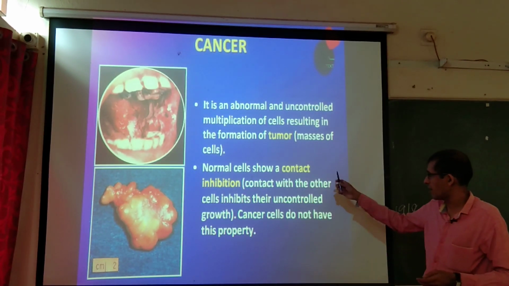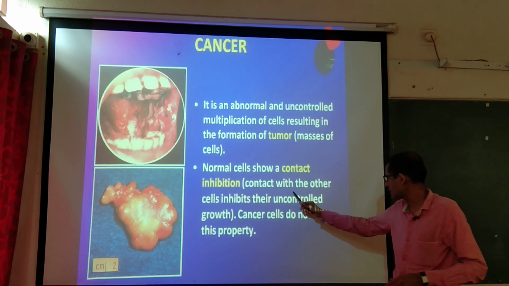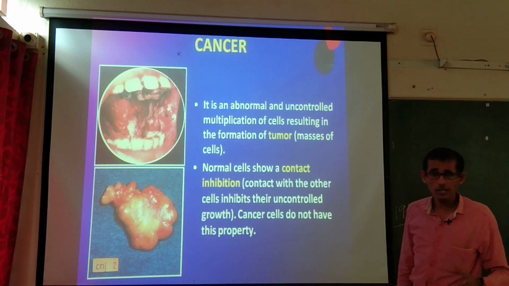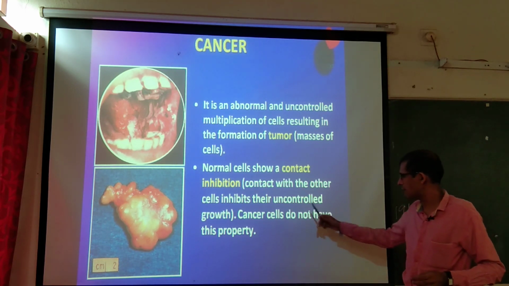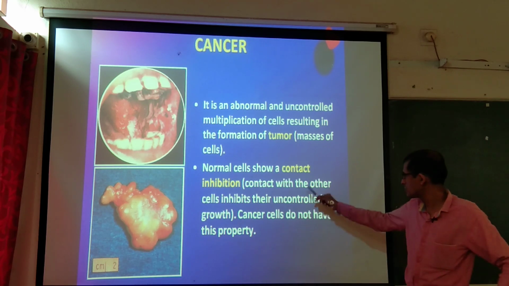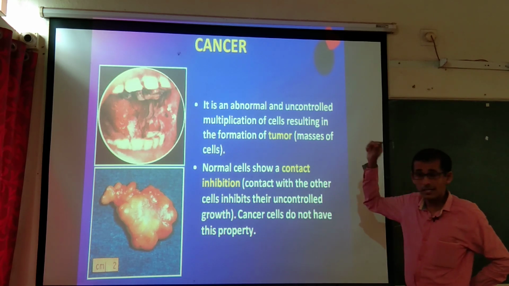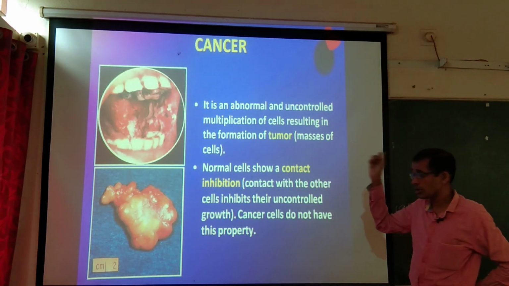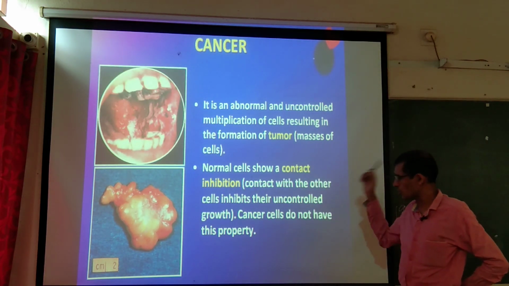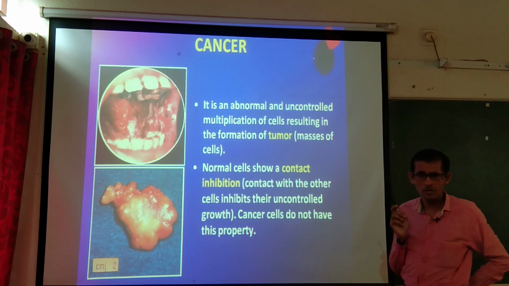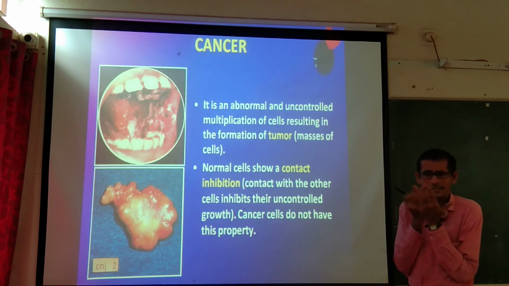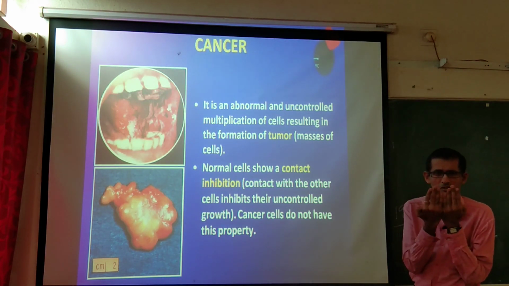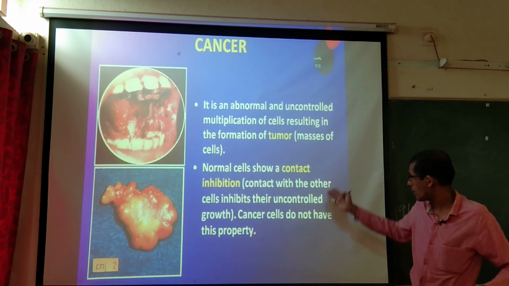Normal cells show contact inhibition, which refers to contact with the other cells inhibiting their uncontrolled growth. So, it is the contact inhibition. Cancer cells do not have this property. So, what is contact inhibition? The contact between the cells is going to inhibit uncontrolled growth, uncontrolled cell division. Now, adjacent cells, what do they do? This cell is going to prevent the division of another cell. So, that is contact inhibition.